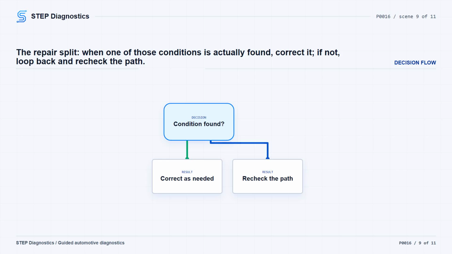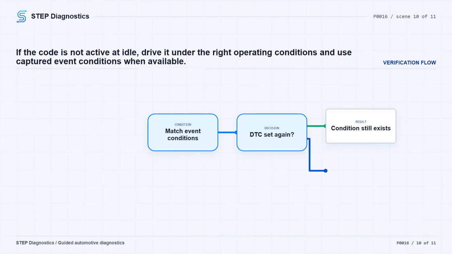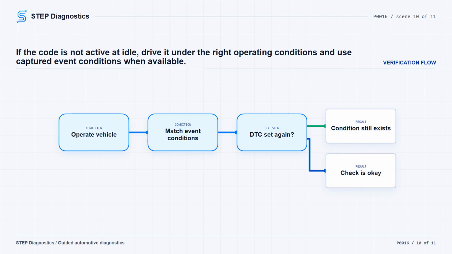If none of those checks shows a condition, pause, recheck the earlier diagnostic path, and avoid guessing your way into the next step. If P0016 is not currently set at idle, operate the vehicle within the same type of operating conditions required for the monitor. If you have captured event conditions from when the code originally stored, use those conditions to try to reproduce it. Then verify that the DTC does not set. If the code sets during this verification, one of the earlier listed conditions still exists. If the code does not set, that part of the check is okay.